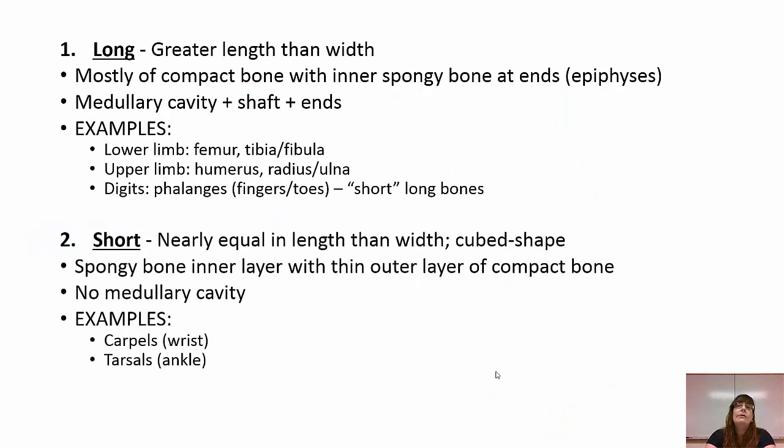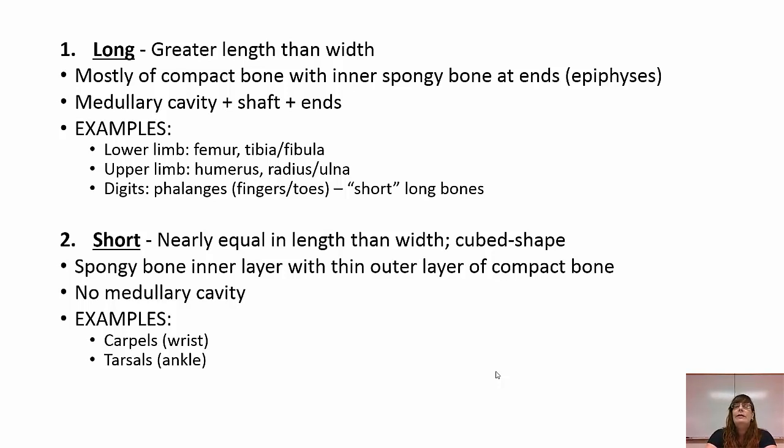So long bones, again, have greater length than width, mostly made of compact bone with inner spongy bone at the ends. So the ends of the bone have spongy bone. Those are called the epiphyses. The shaft, or the middle of the bone, is called the diaphysis. The medullary cavity is in the center of the long bone, in the shaft, basically.